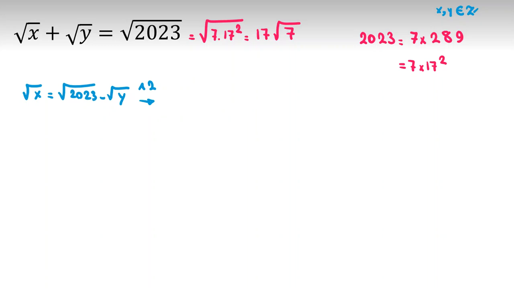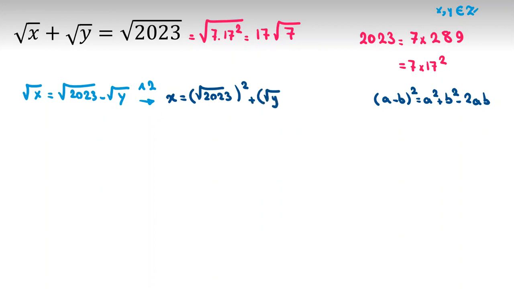Here you should know the famous identity that (a minus b) squared equals a squared plus b squared minus 2ab. If you apply it here, the left hand side will be x, and the right hand side will be root 2023 squared plus root y squared minus 2 times root 2023 times root y. Now, simplify it as much as you can.